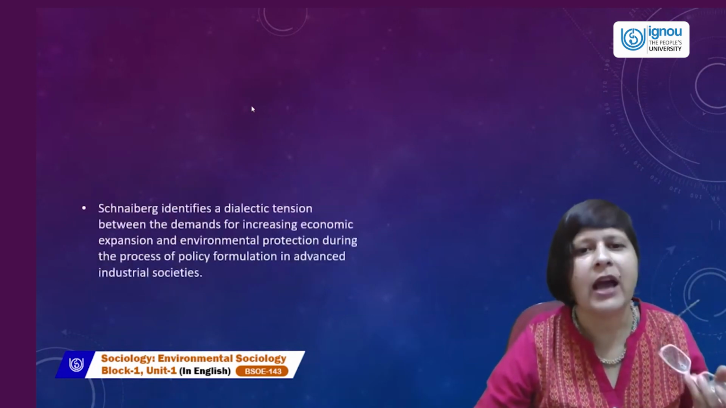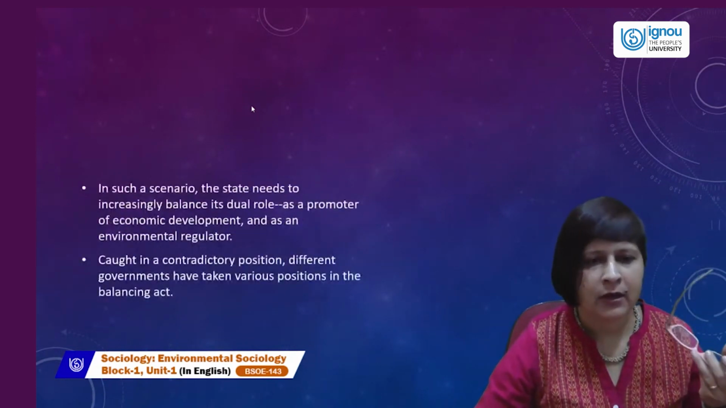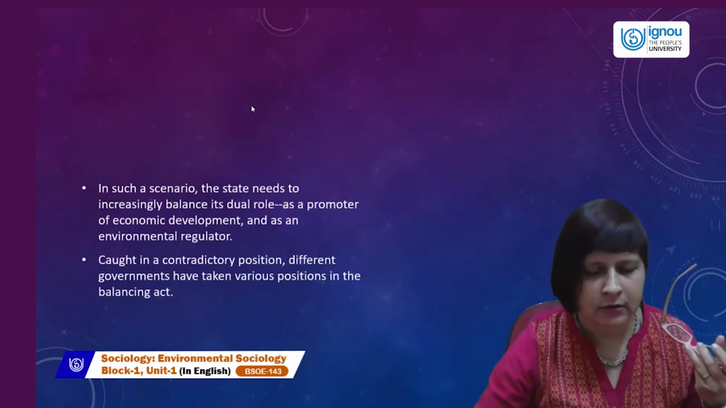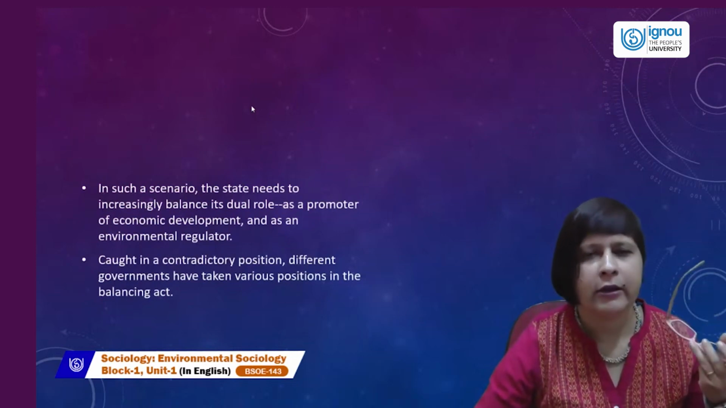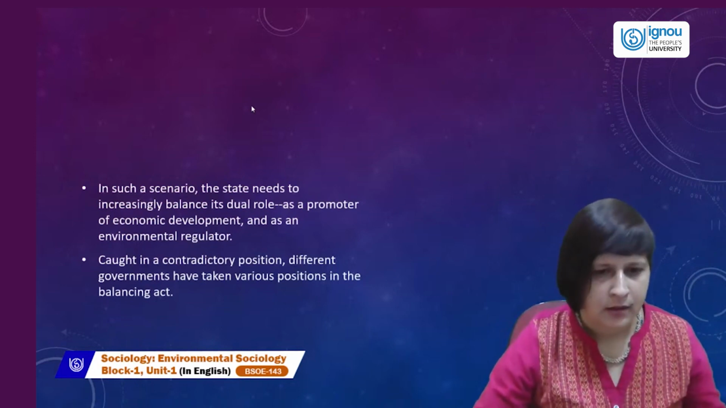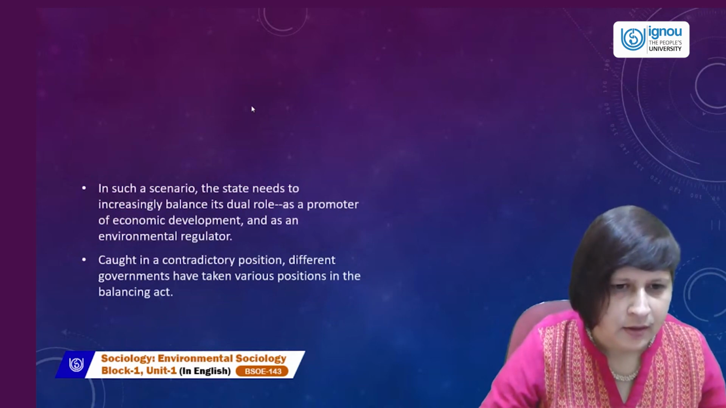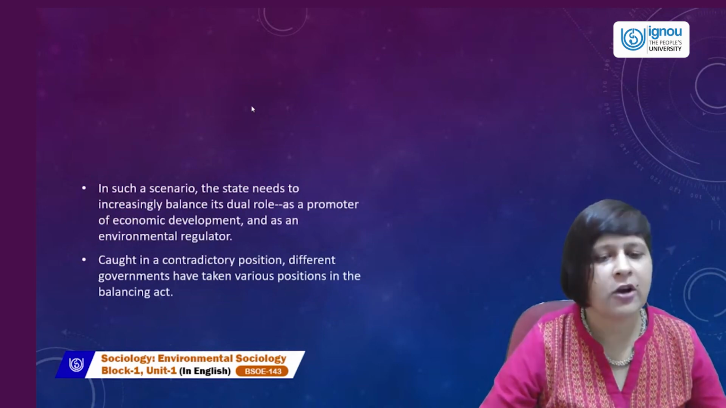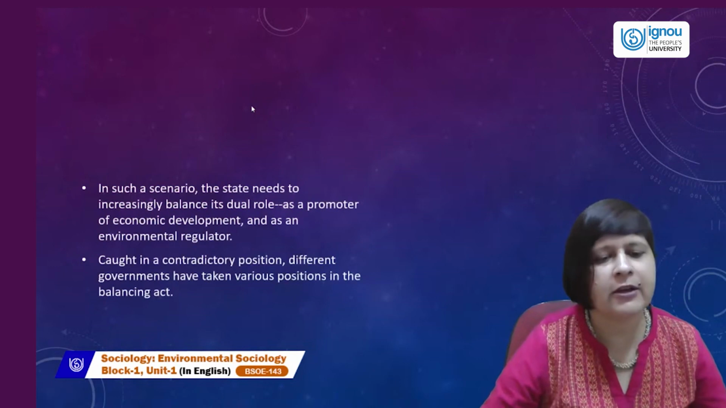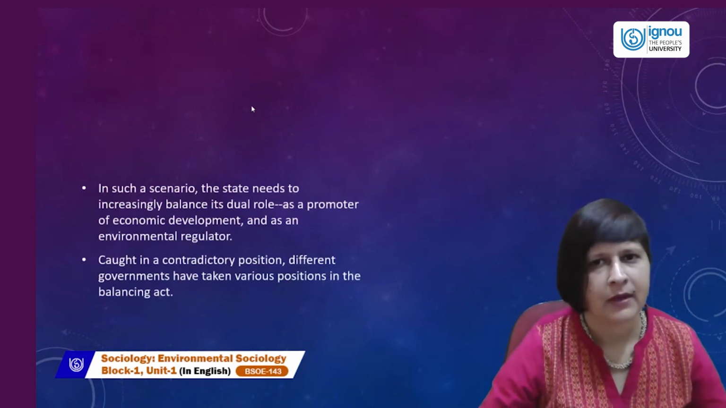protection is required, and government should act as a mediator, playing a role in economic development as well as a role as an environmental protector. But the government gets into a contradictory position. Different governments take various positions in balancing acts.